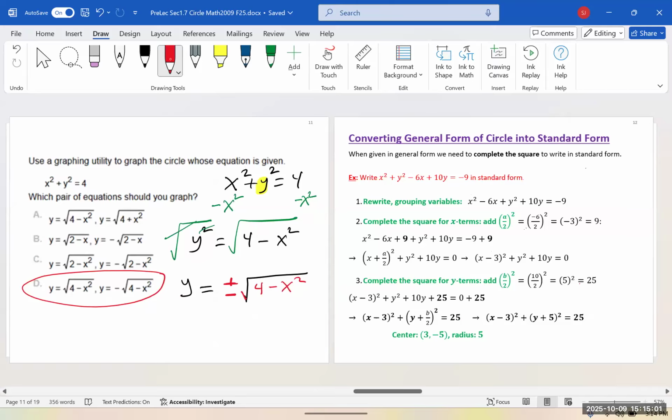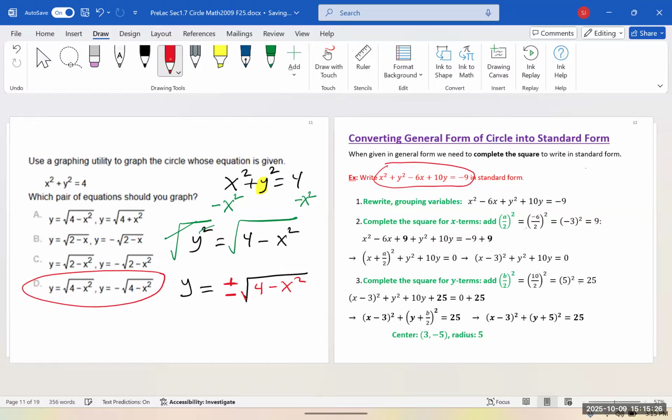And now the most important part. How do you convert one form to another form? How do you convert general form to standard form? That's the most important part in circle. We don't like general form because general form doesn't give us any information at all about the circle. But standard form gives us some information. It tells us where exactly the center is and how much our radius is.